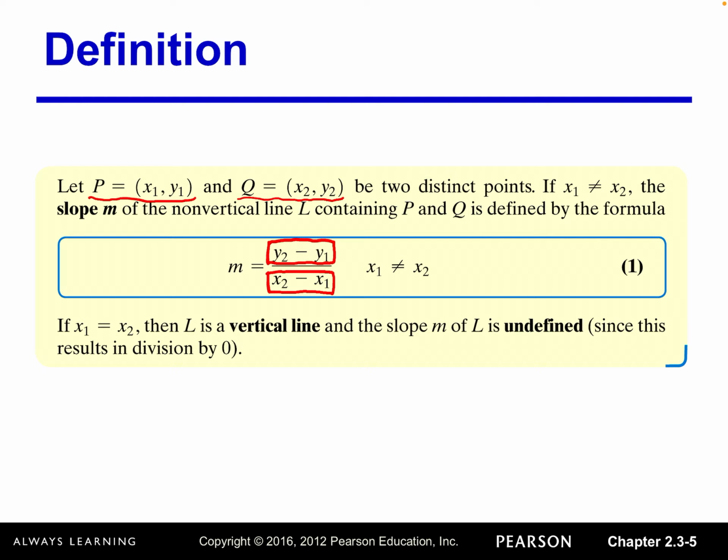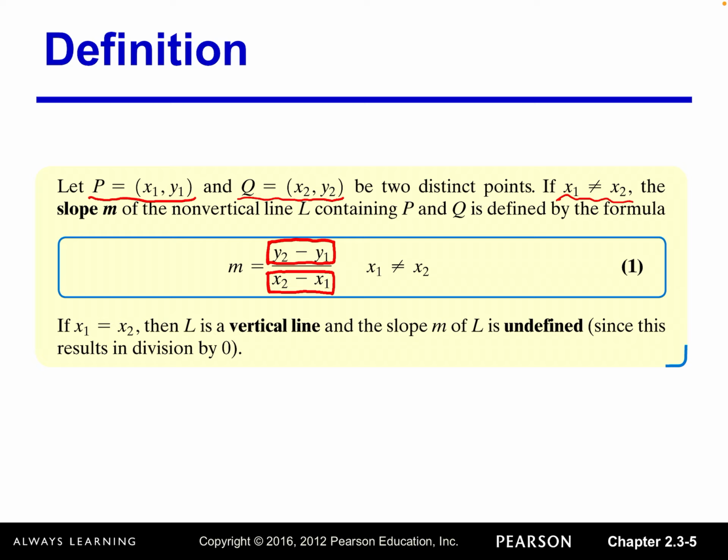Another way to interpret the slope is how many units of rise over the number of units of run. Or in other words, how fast the line is climbing, either upwards or going downwards. Here we require that the two points' x coordinates are not the same. We say they are two distinct points.